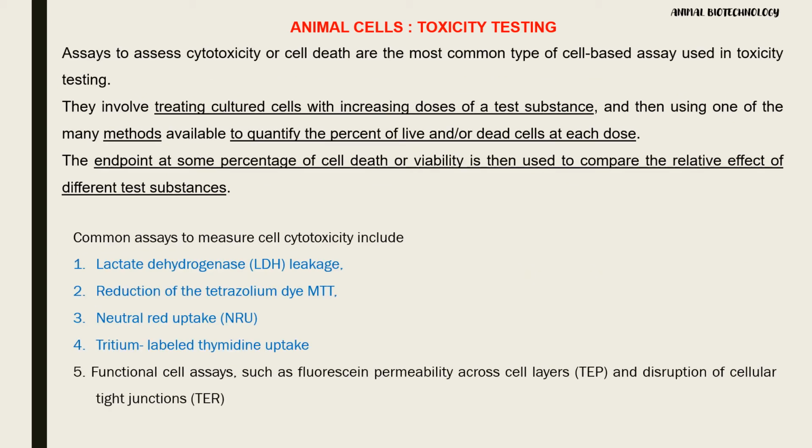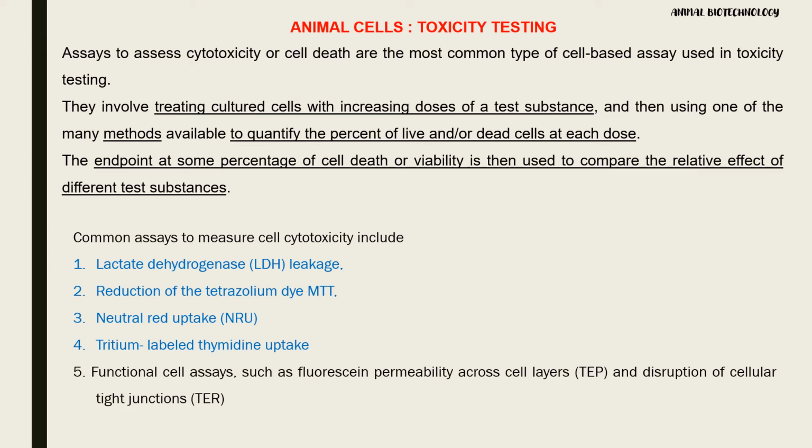Assays to test cell death are generally used in toxicity tests. It involves treating cultured cells with varying increasing doses or concentrations of test substances and using one of the many methods to quantify the live or dead cells. It is also used in making dosage curves in pharmacology.